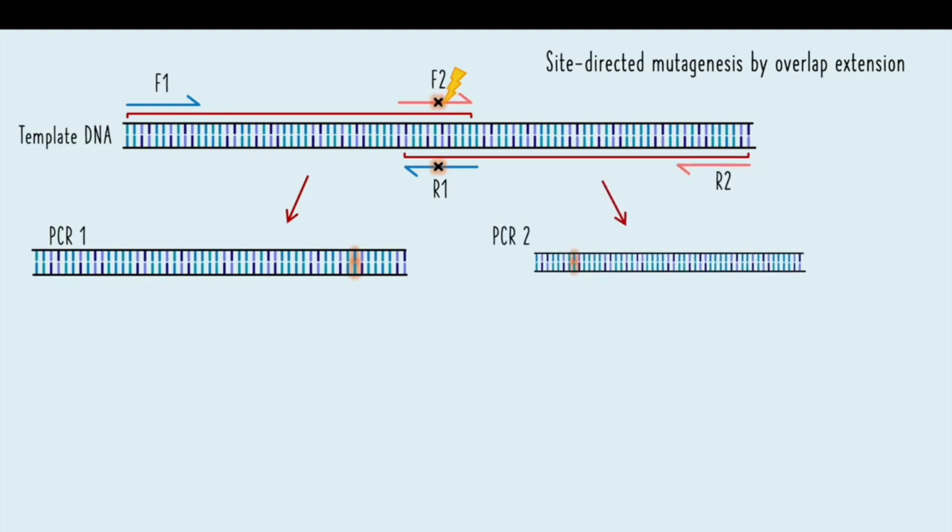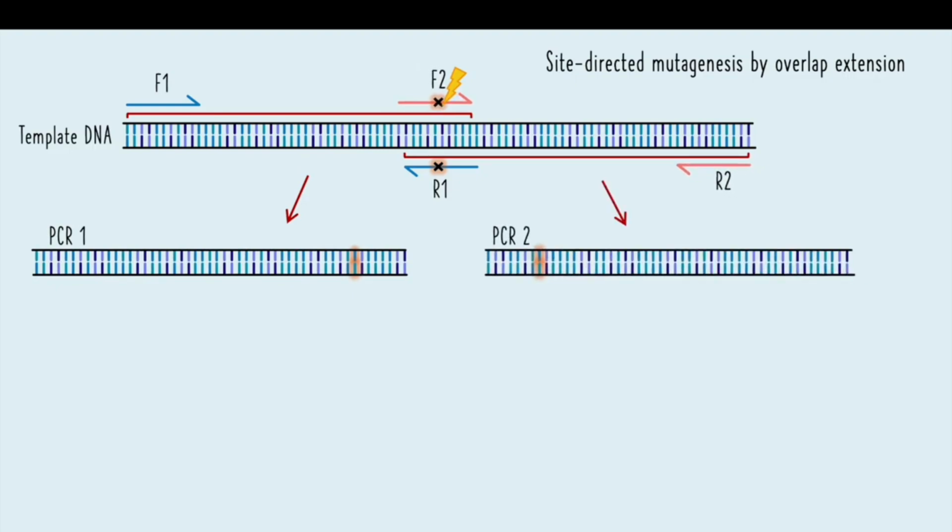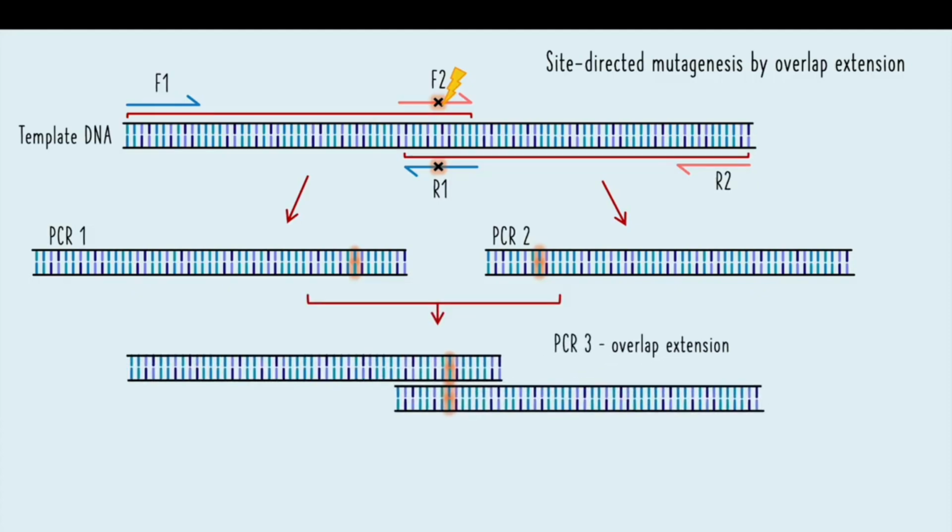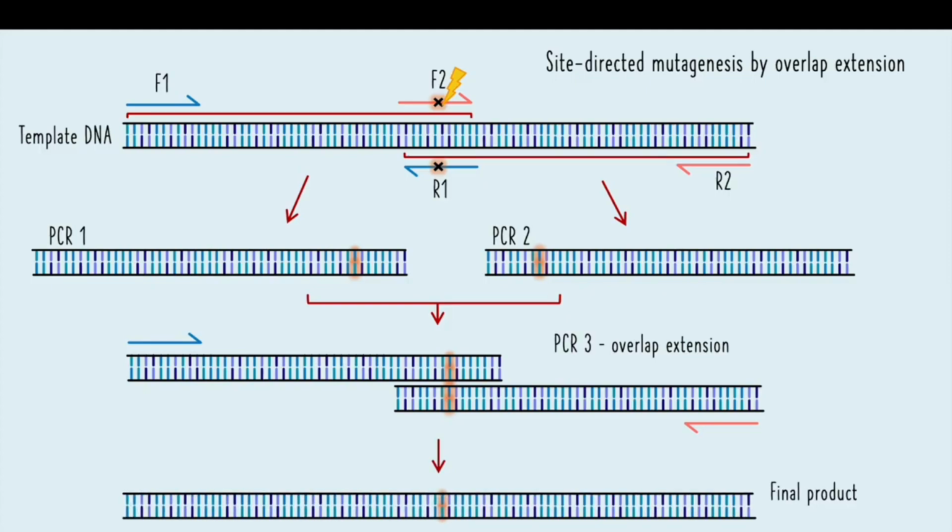The second PCR reaction amplifies the downstream fragment, incorporating the mutation at its 5' end. Both fragments will overlap at the site of mutation. In the final step, combine both PCR products and perform another PCR using the outermost primers. This allows the overlapping fragments to anneal and extend into a single full-length product that contains your desired mutation.